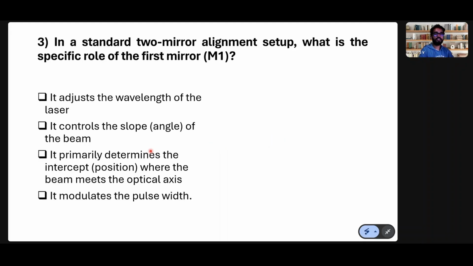So question number three: in a standard two mirror alignment setup, what is the specific role of the first mirror?